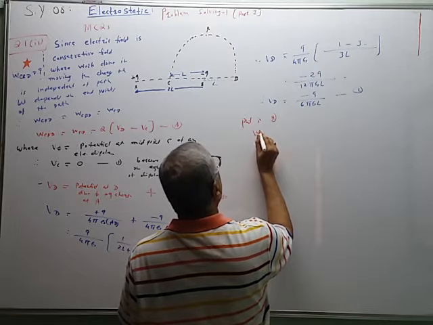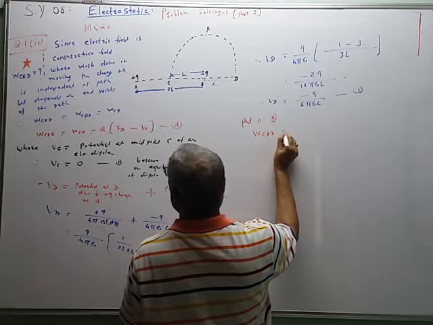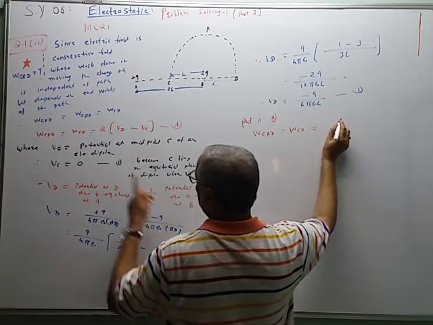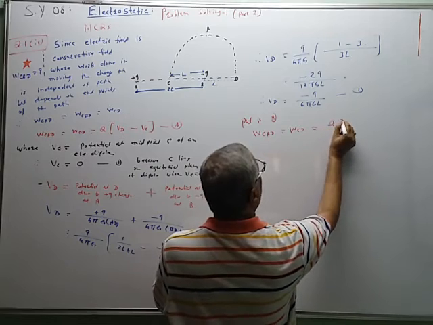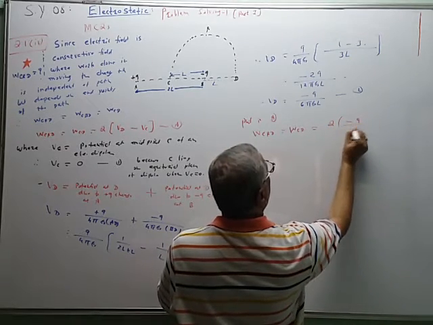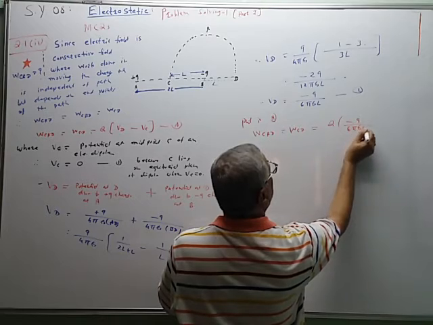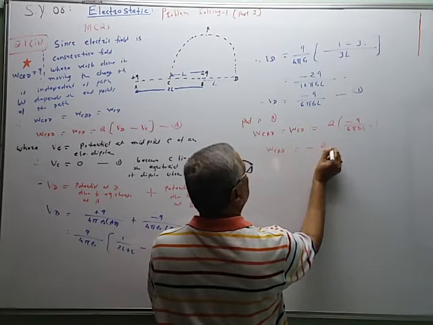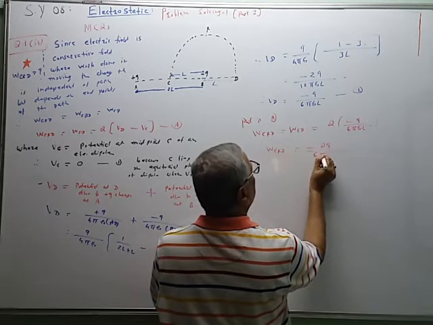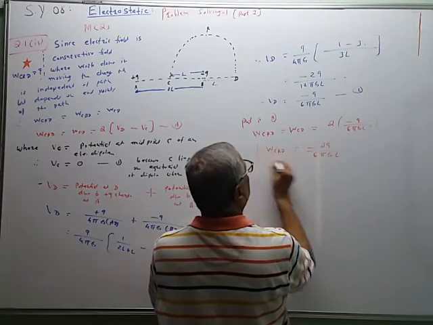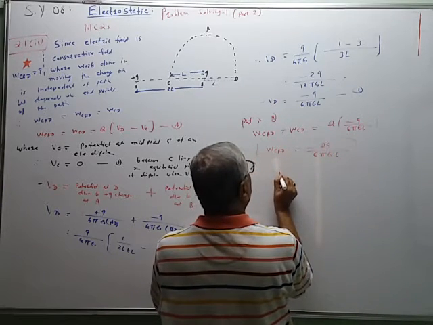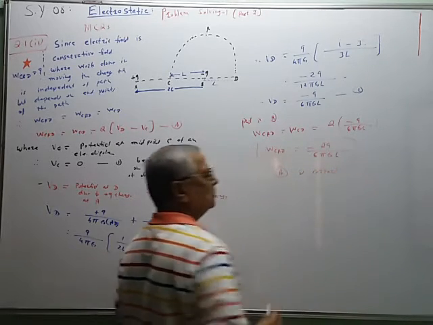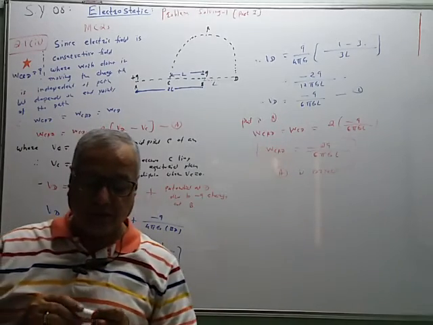Therefore work done along the path CRD is equal to work done along the straight line path CD is equal to Q into minus Q upon 6 pi epsilon naught L, and therefore WCRD is equal to minus Q into Q upon 6 pi epsilon naught L. Therefore, A choice is correct.